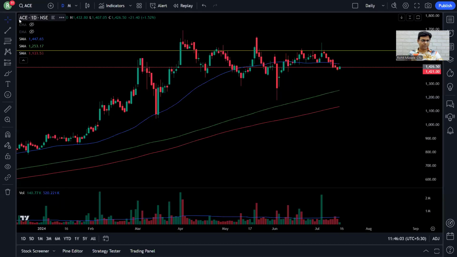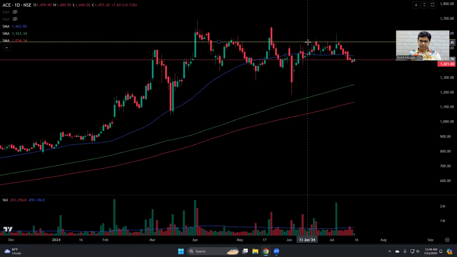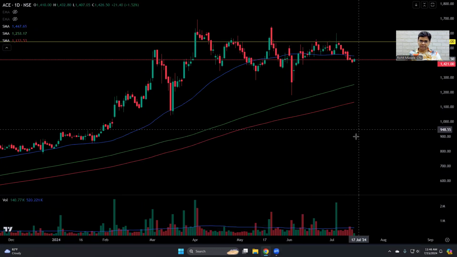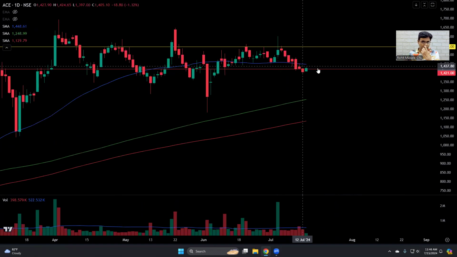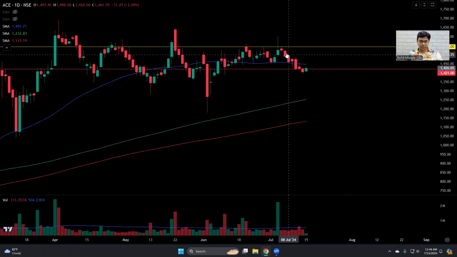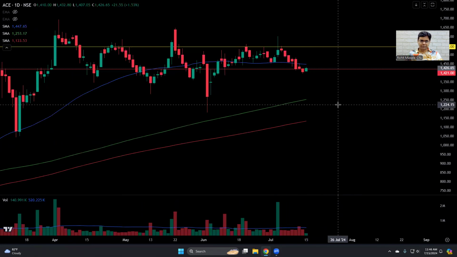Okay, so this is ACE, Action Construction Equipment. Let me expand this. Okay, so you see this yellow line, that's my buy point. You see this shooting star like candle. That's the day I bought the stock, which is 3rd of July. And this red line is my stop loss. So within 4 or 5 days, it hit my stop loss of 8%.